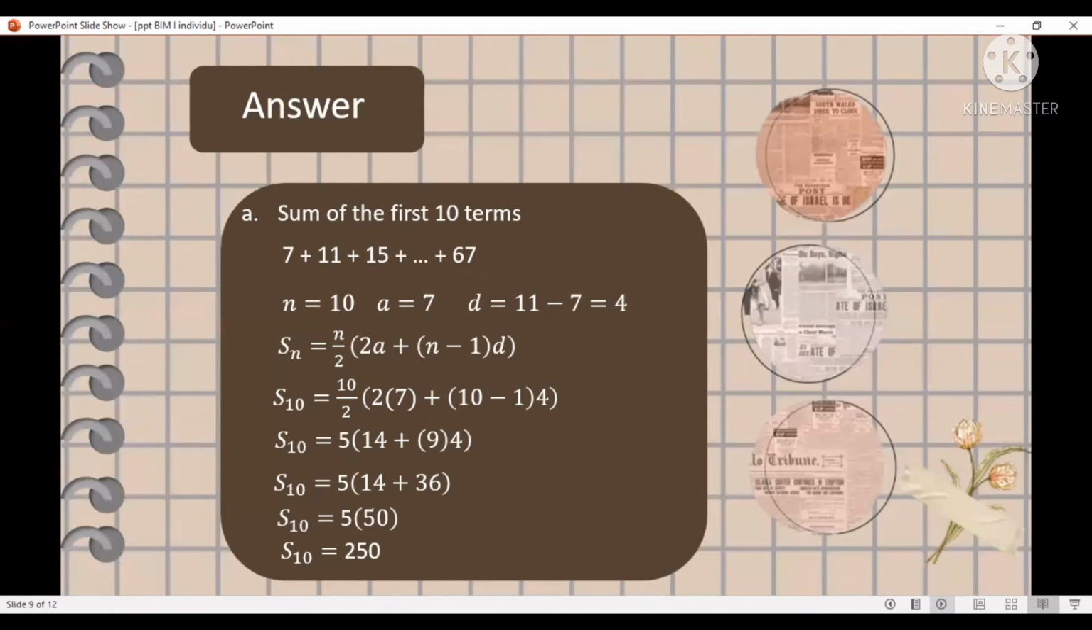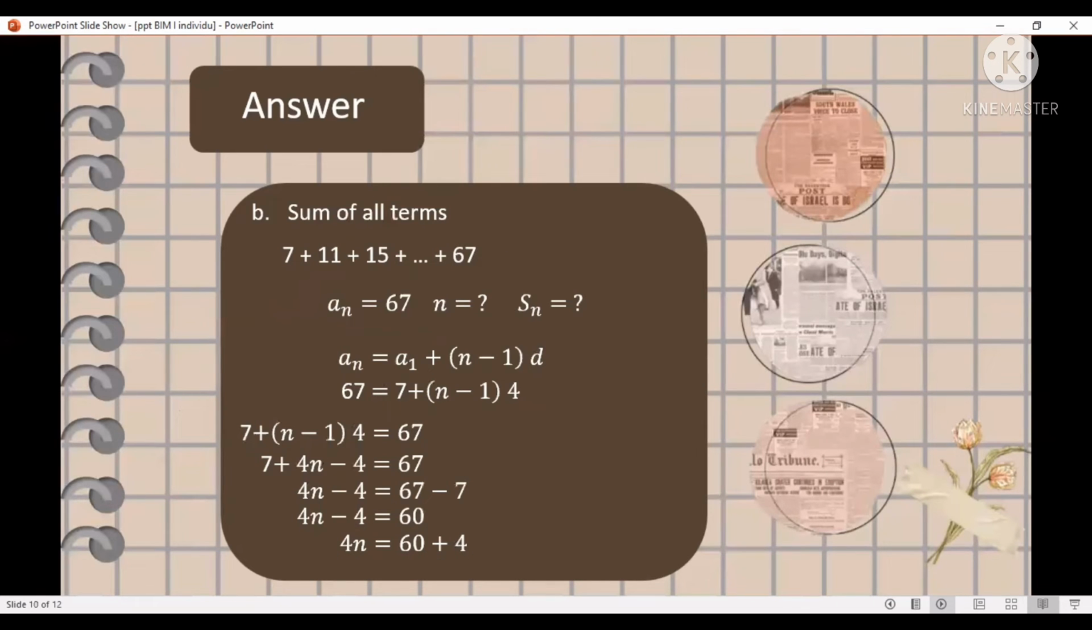10 divided by 2 is 5, 2 times 7 is 14, then 10 minus 1 is 9. Then 9 times 4 is 36. Then in the bracket we add up, that is 14 plus 36 is 50. Then the last step, 5 times 50 is 250. So the sum of the first 10 terms is 250.